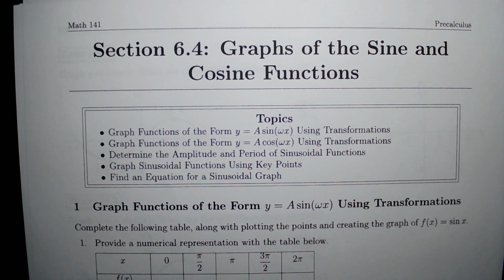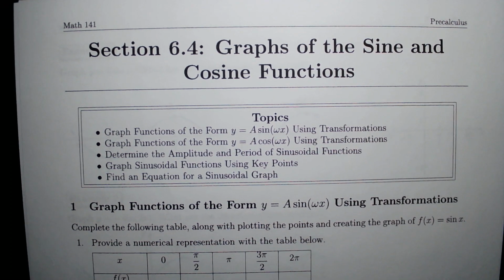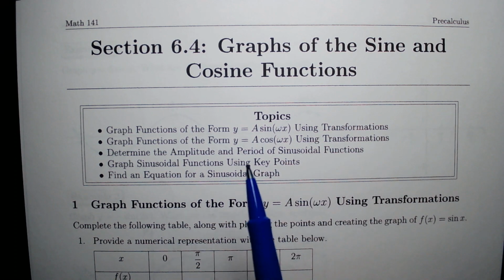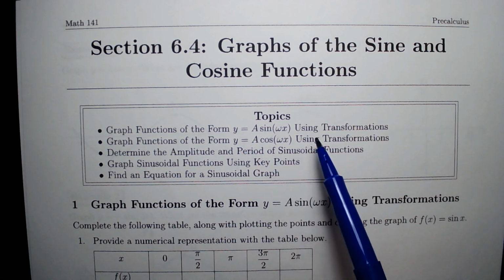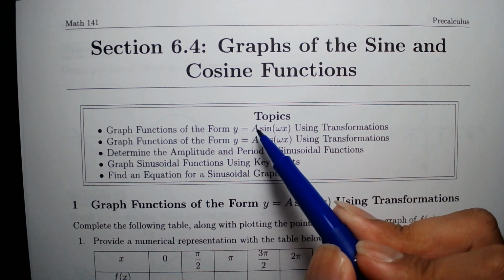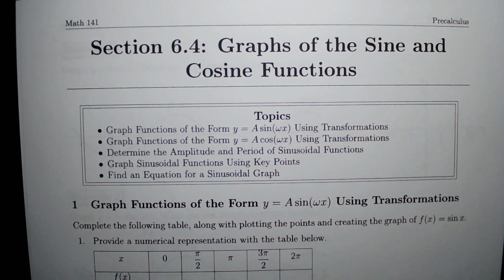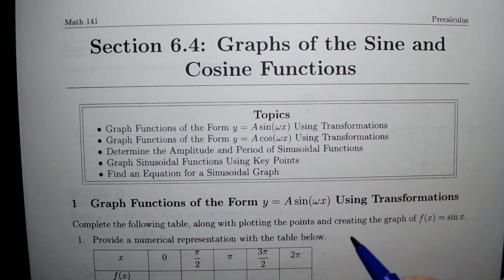Alright, so in this video we go over section 6.4, graphs of the sine and cosine function. In this section we are going to look at graphs of the form a sine omega x, a cosine omega x, where a is going to be the amplitude and omega is the quantity related to the period of the function, which is the value of x in which the graph completes one cycle and then repeats itself.